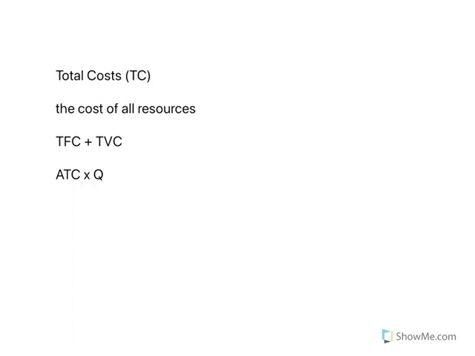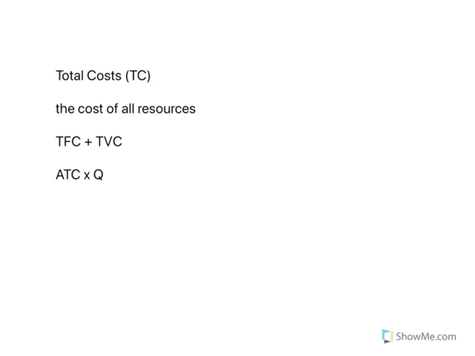And so one way to do this is to take all of our fixed costs and add all our variable costs to that, because every cost has to be either for a fixed resource or a variable resource. Those are the only 2 types of resources that there are. Or we can take our average total cost and multiply it by Q.